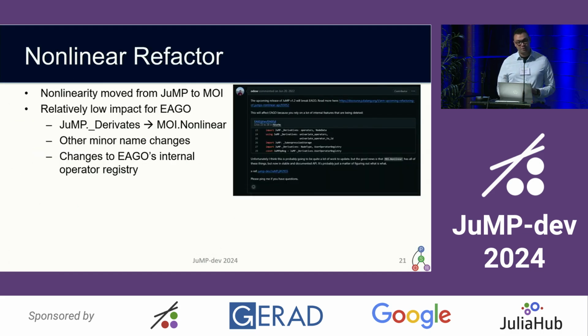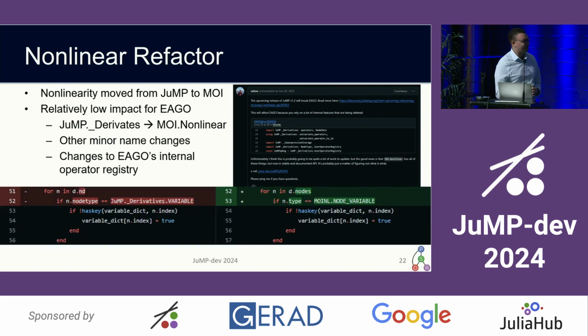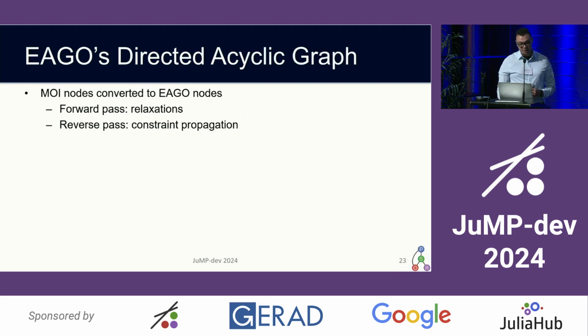This was pretty straightforward. They just moved everything from JuMP.derivatives to MOI.nonlinear, and before it was completely undocumented, but now it's very well documented. I probably read more of it than anyone else. It was pretty straightforward, just change the names, update the operator registry a little bit. And here's just an example, you just change a simple name, and that was kind of a lot of what that was. The second change is a lot bigger.